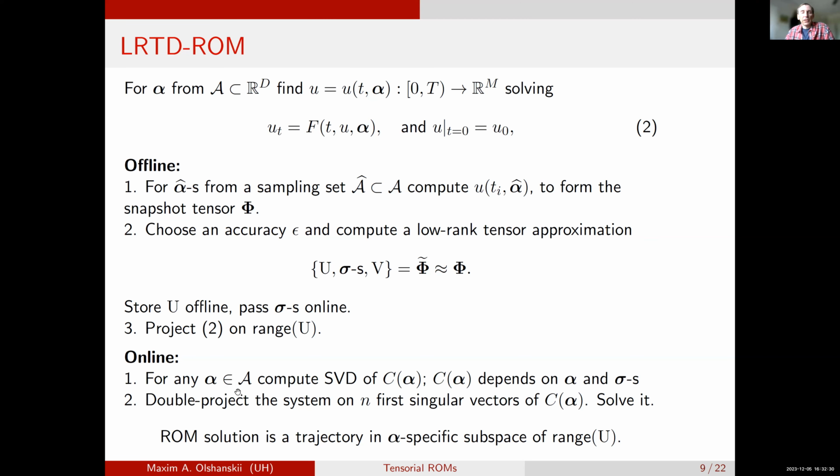Then for any incoming alpha, not necessarily from the sampling set, not necessarily from the training set, we compute the SVD of a small matrix, and we double project the system. We project the system for the second time on the first n singular vectors of this small matrix. Then we solve this system, and this defines our ROM solution trajectory in the alpha-specific subspace of the universal space.